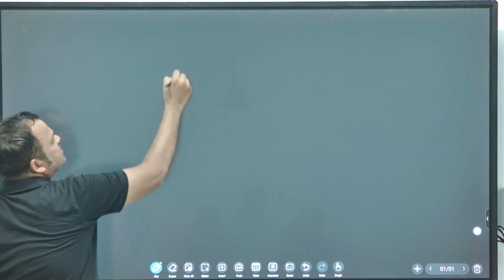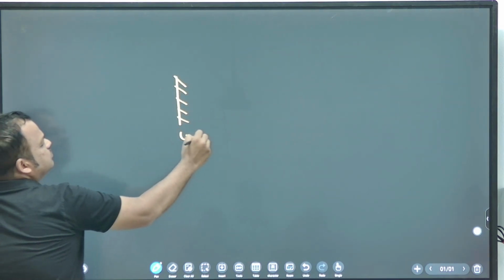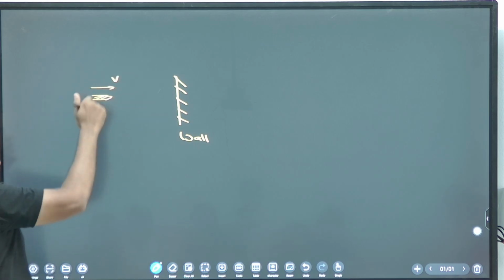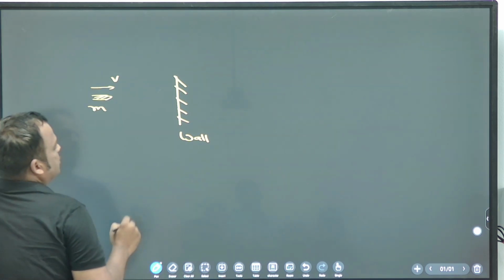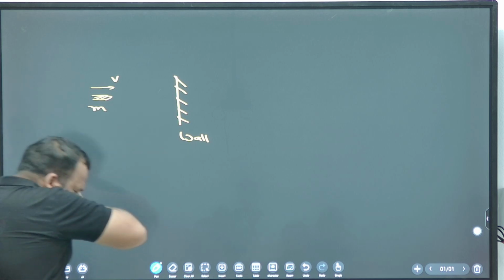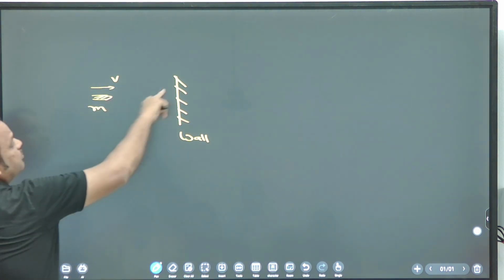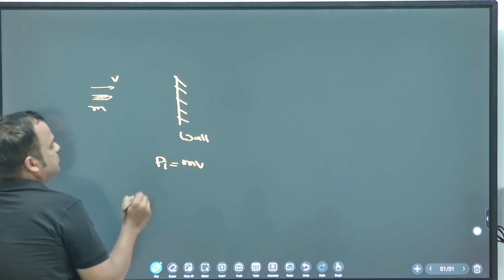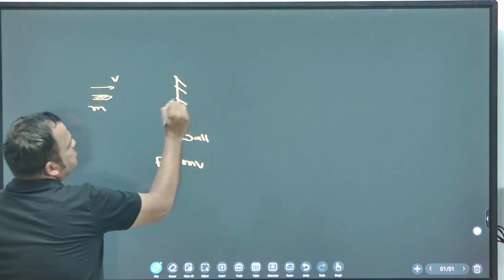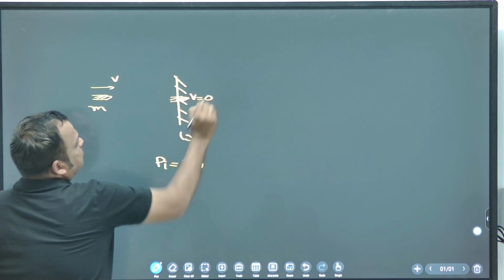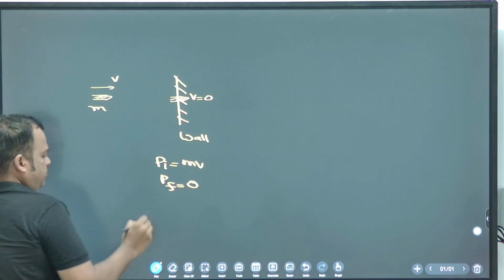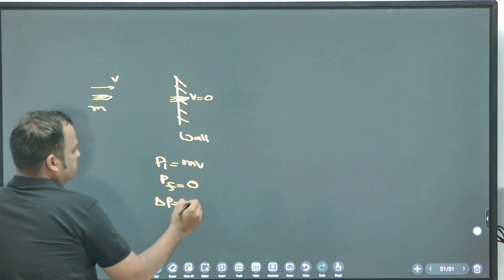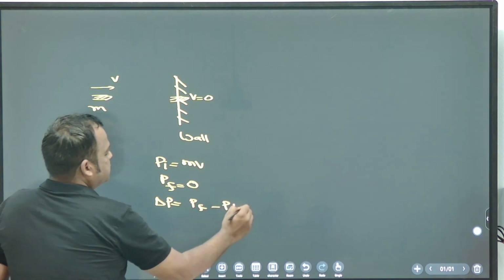That bullet question we discussed, right? Suppose there is a wall, and a bullet is coming with speed v. What is the initial momentum? Initial momentum is mv. If it is absorbed, what is the final momentum? 0. So what is the change in momentum? Minus mv, final minus initial.